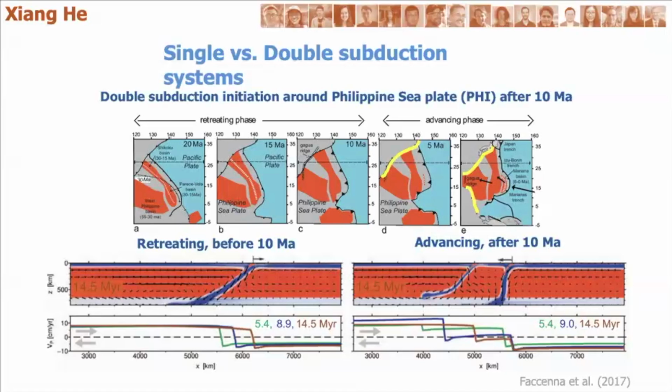But after 10 million years, they initiate a double subduction just in front of this one. And you can see this overriding plate is in an advancing phase, which means the velocity is negative, towards the left. So they use simple 2D models to prove this.